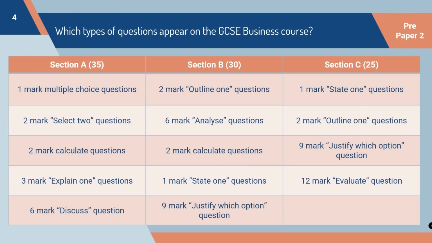Section C will have 1 2-marker, 2 1-markers, and one of those will come from a graph, and then a 9-marker and a 12-marker. So make sure you know what to expect in each section. Of course you should, because you've done paper 1, so you should have an idea. You should have plenty of experience of this already.